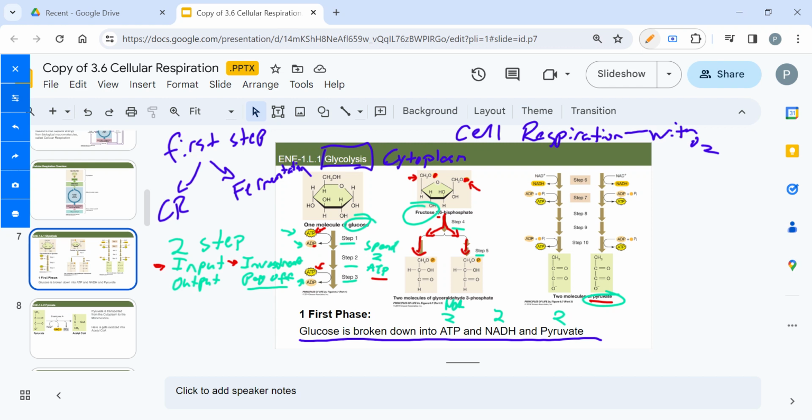Once I'm here, after I've invested my 2 ATPs, I'm now going to generate some NADH. So how this reaction goes is that the NAD plus, let me get this right, NAD plus, right? It's very similar to NADP plus. This is the one that we found in photosynthesis, okay? And what these end up doing is that they're high-energy electron carriers.